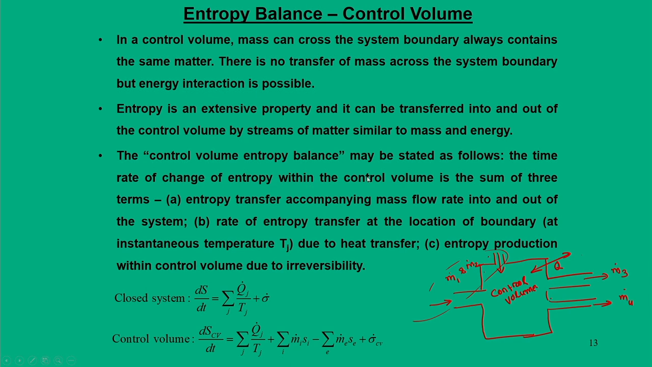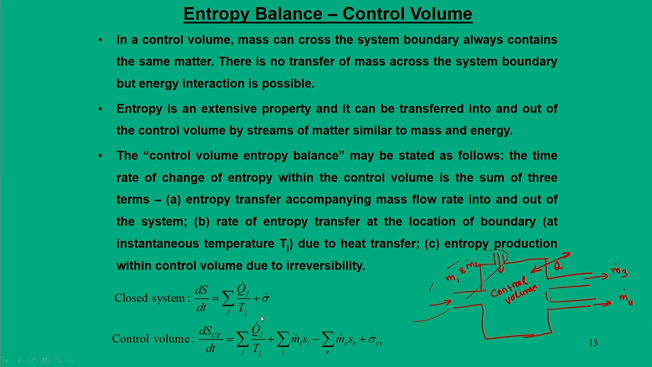the time rate of change of entropy within the control volume is the sum of three terms. The first term is entropy transfer accompanying the mass flow rate into and out of the system. The second term is the rate of entropy transfer at the boundary which is located at instantaneous temperature Tj, that means it is a boundary temperature Tj, and that entropy transfer is due to heat transfer. And the third term involves entropy production within the control volume due to irreversibility.